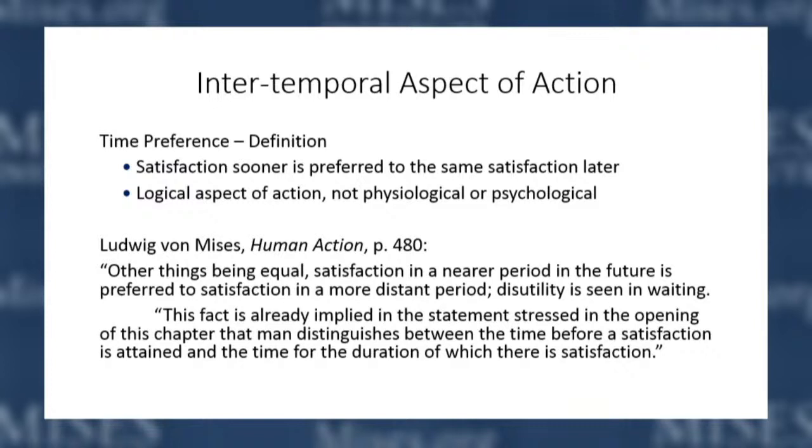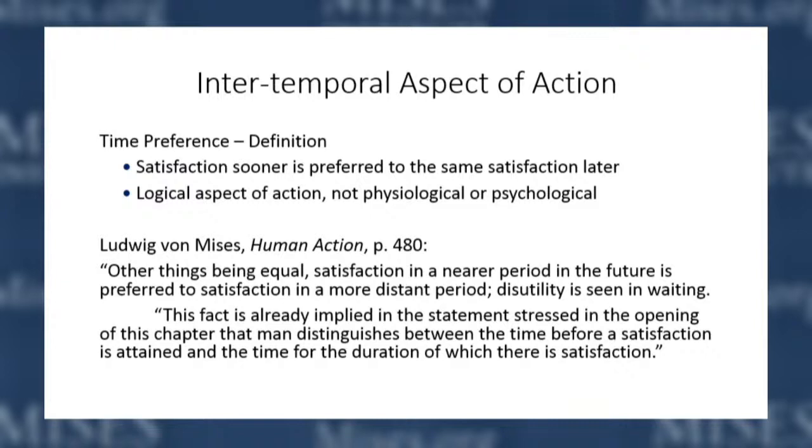Other things being equal, satisfaction in a nearer period in the future is preferred to satisfaction in a more distant period. Disutility is seen in waiting. So that's how he defines time preference, right? Satisfaction in a sooner period is preferred to satisfaction in a later period. And then he adds this aside, disutility. There's disutility seen in waiting.